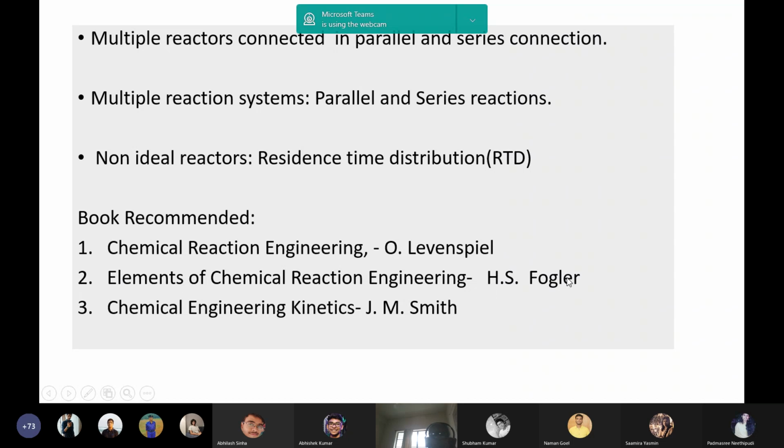And for reaction engineering by Fogler, there are many editions available, second, third, fourth. The covered portion is very little from Fogler. Mainly for heterogeneous reactions, H.S. Fogler will be used. In the other section, Professor Sengupta will be taking that part, part 2. And Chemical Engineering Kinetics by James Smith. In my section, James Smith is sometimes required, but mainly it is also required for heterogeneous reactions.